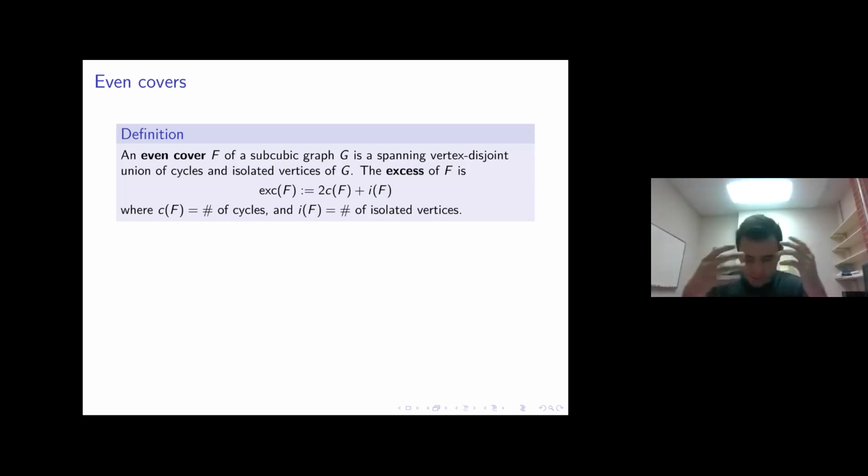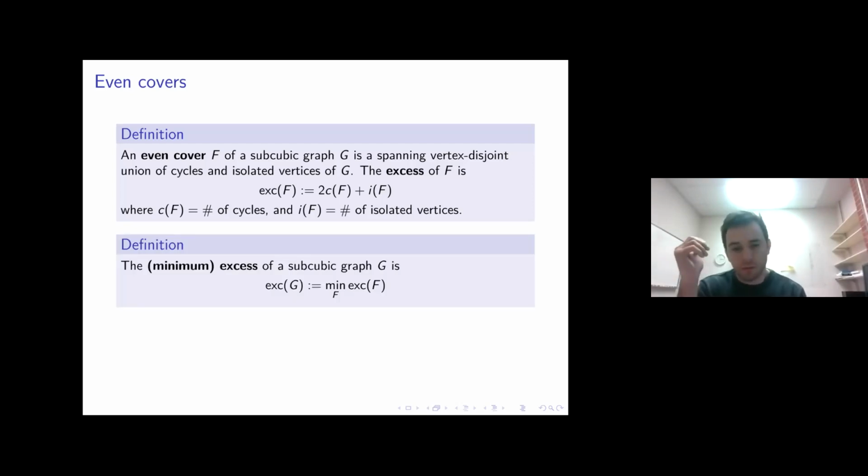And we need some way to measure when an even cover is good. This is the excess of an even cover. We define it so that each cycle has weight 2, and each isolated vertex has weight 1. I believe this concept was introduced in the Dirac paper in 2016, and they used that to get to 9/7. We also use this idea, but we were able to use it to get to 5/4.